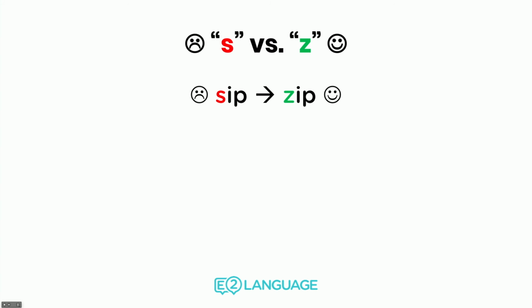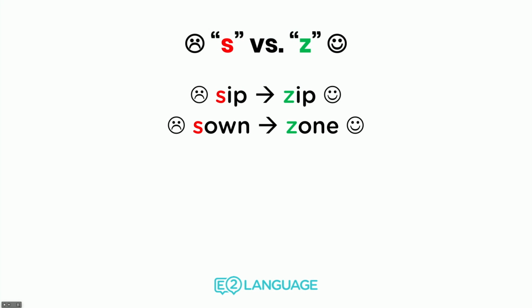Don't say sip if you want to say zip. Sip, zip. This time it's kind of the opposite. S, z, s, z. If you're doing the z sound correctly, if you put your hand on your throat, you can feel it vibrating. Z. If you're saying s, it's not vibrating your throat. So this is called voiced. Z, z, z. That is correct. Zip, zip, zip.